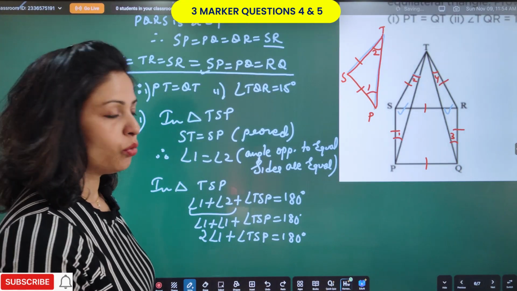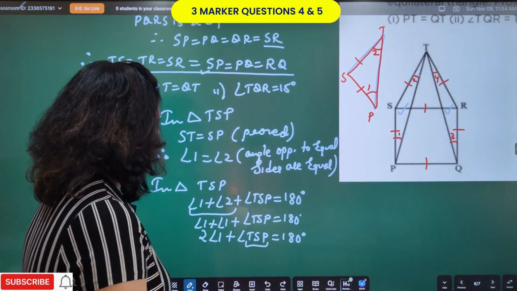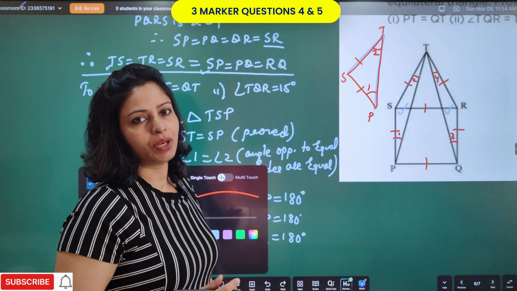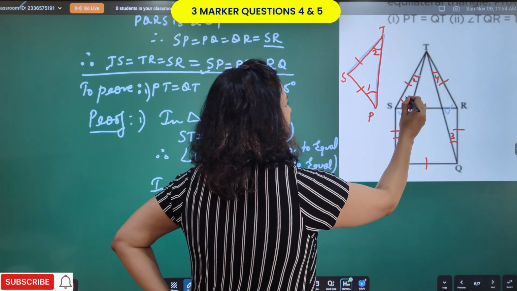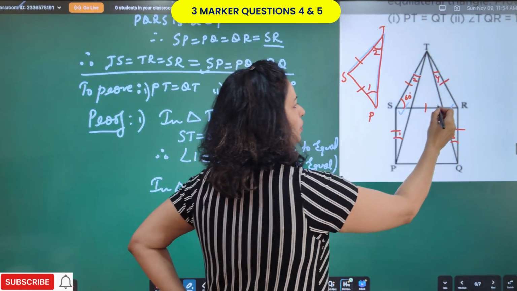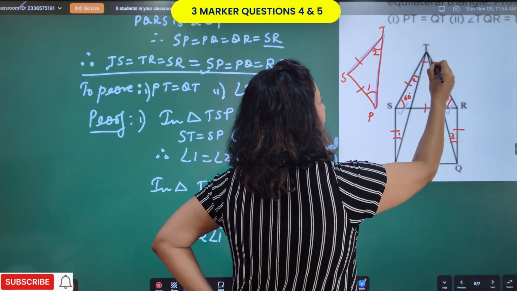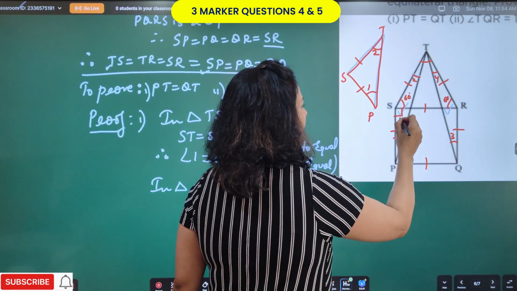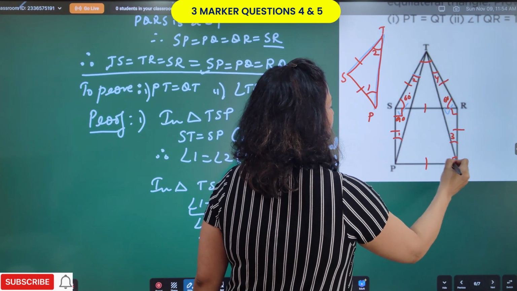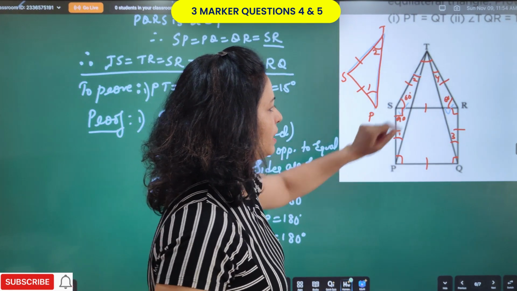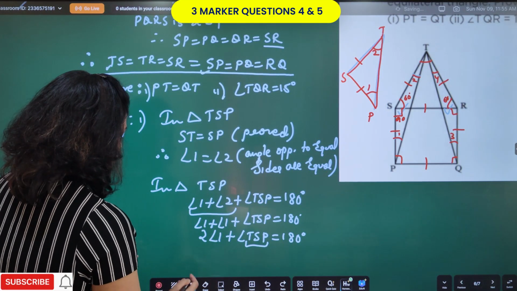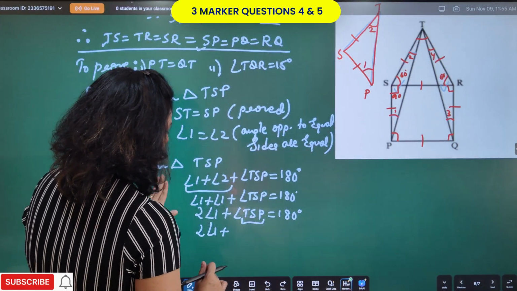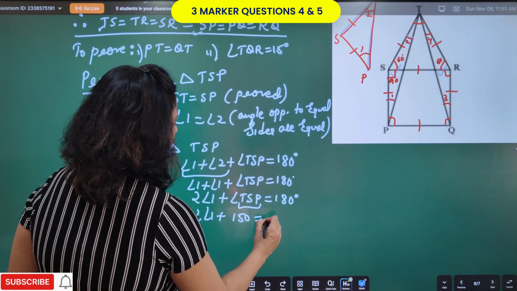Now TSP we know. How? Now see, TSR is an equilateral triangle, right? So this angle is 60 degrees, because all the angles of an equilateral triangle are 60, and this is a square, so this angle of the square is 90 degrees, right? All angles of a square are 90 degrees. So here 90 plus 60 is angle TSP, right? So here we will write twice of angle 1 plus TSP as 150 degrees.